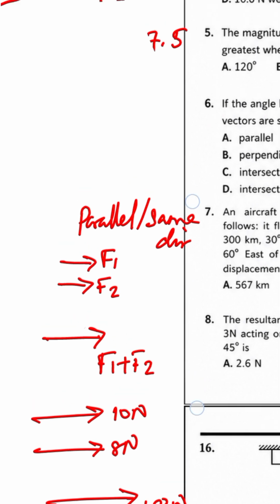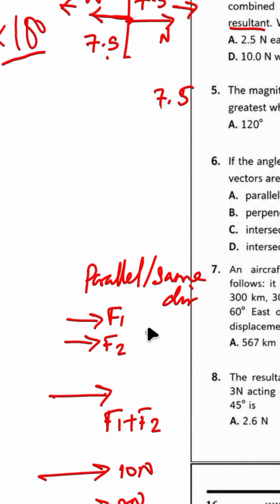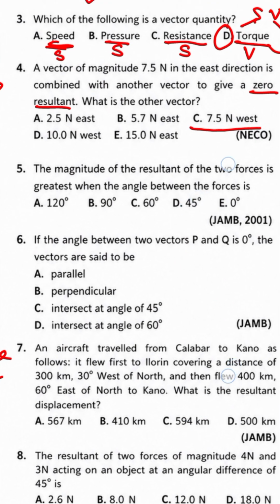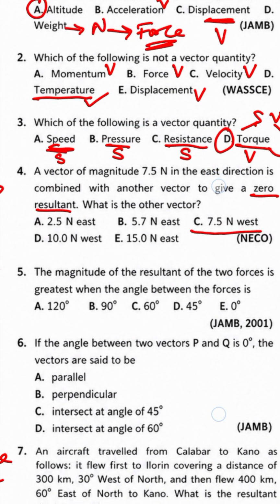But for it to be maximum, they must point in the same direction and the angle between them must be 0 degrees. You understand? So just check the option. So it must be when the angle between them is 0 degrees. Okay, so keep that in mind.